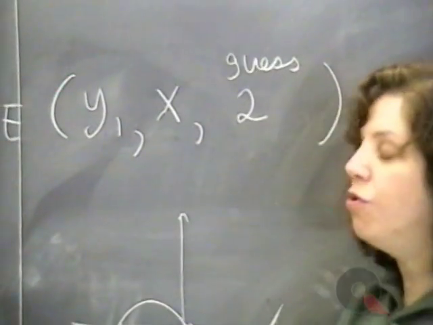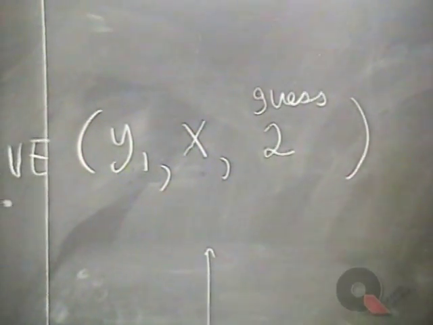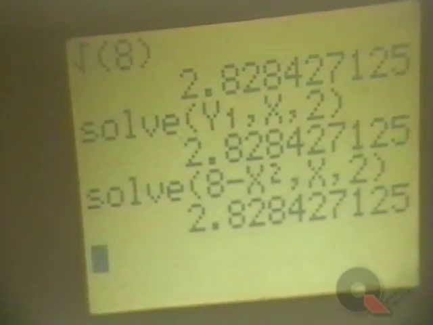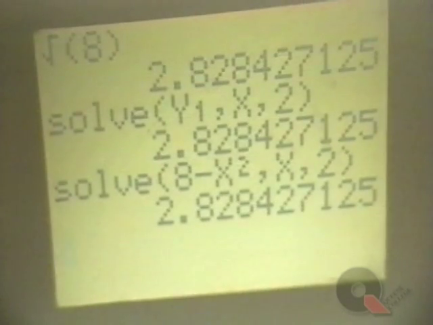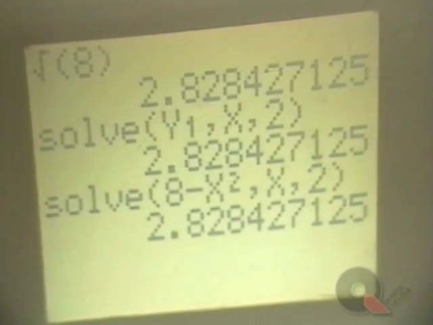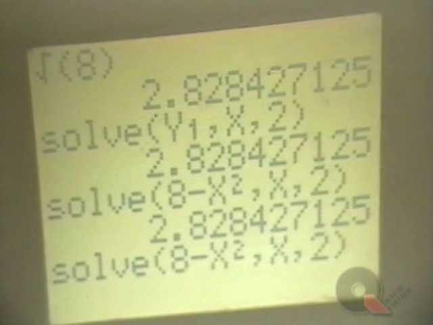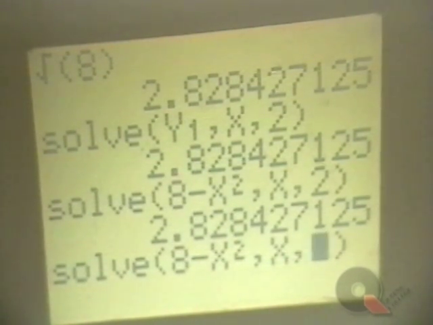Now, let's go back to the screen. Instead of having to re-punch in catalog to get the solve key up again, I can hit second and enter. That gives me the last thing that I'd entered into the calculator. And then I can scroll over and edit this. So instead of 2, I can put in a minus 2.